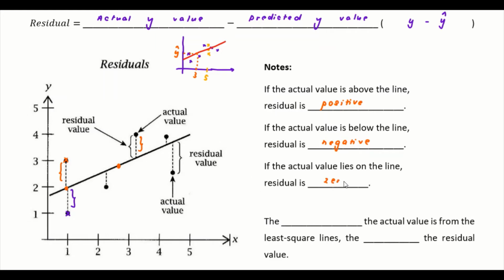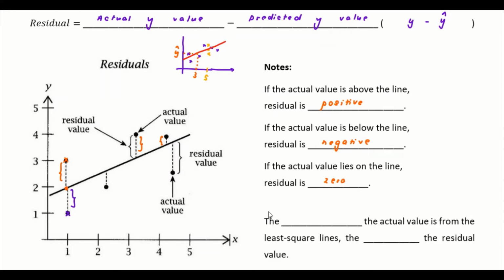Okay, so if the actual value lies on the regression line, the residual is 0, meaning that the actual value and the predicted value have no difference with each other. Now, when you compare the residual you get from here and the residual value you get from here, what is the difference? You can see that if this point is nearer to the regression line, the difference is smaller. Am I right?